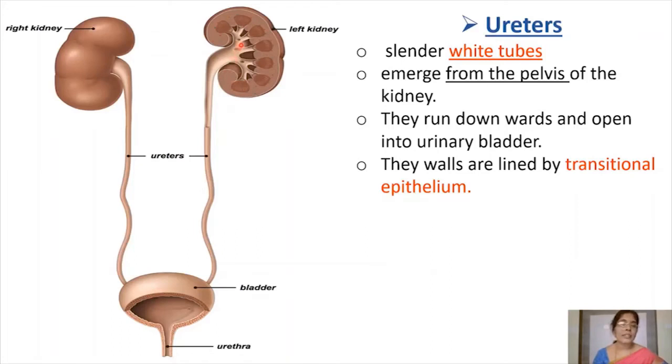So ureters are a pair of slender white tubes emerging from the kidneys and they run downwards and open into the urinary bladder, lined by transitional epithelium, and conducting the urine from the kidneys up to the urinary bladder region.